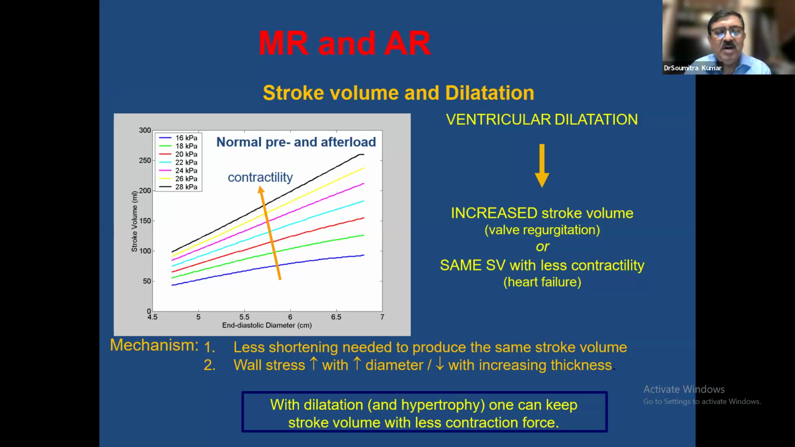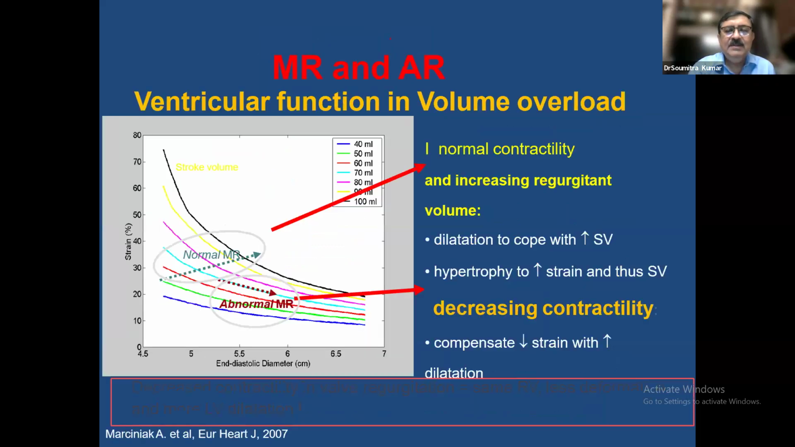With dilatation, one can keep stroke volume with less contraction force because there is always the low pressure left atrium to fall back on, but don't underestimate the function of the LV, because unless we look at the strain imaging and other modalities, we can miss out on early LV systolic dysfunction. So decreasing contractility is something we should all look out for while assessing MR and AR combinations.